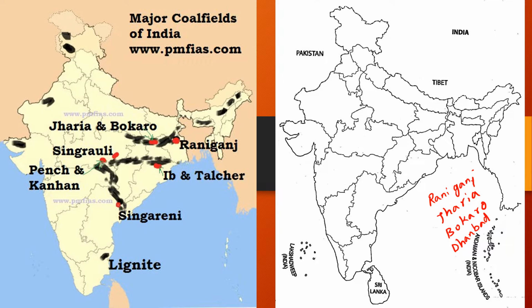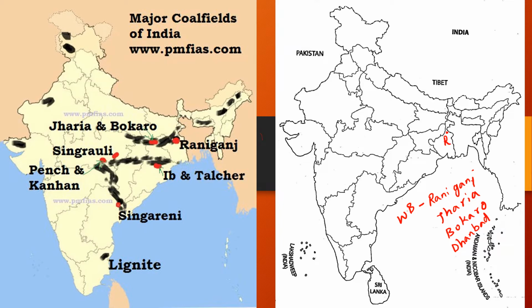I'll write it as WB. So West Bengal is where Raniganj is located, in this border region. Here also, Raniganj is located in the border. This is where Raniganj is, I mark it as R. So I mark it here as R. Raniganj is located in West Bengal.